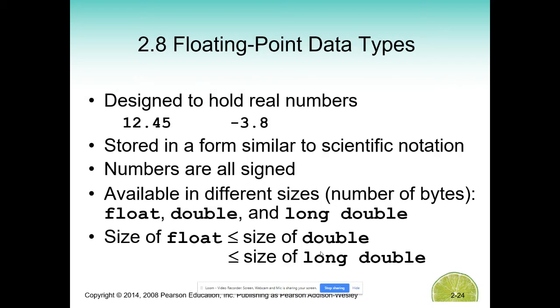Okay. So we have floating point data types, designed to hold real numbers, 12.45, negative 3.8, stored in a form similar to scientific notation. Numbers are all signed. Available in different sizes, number of bytes: float, double, long double. The size of float is less than the size of double. That's the question you're asking, right? Yeah. And then the size of a double is also less than that of a long double.